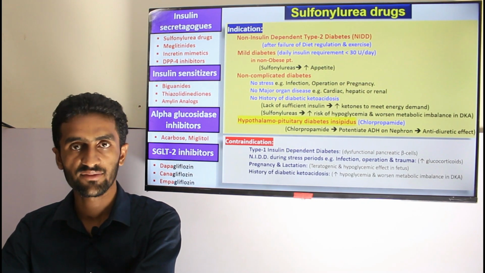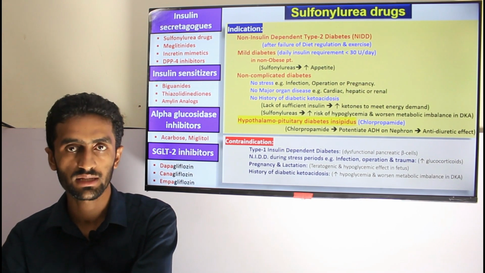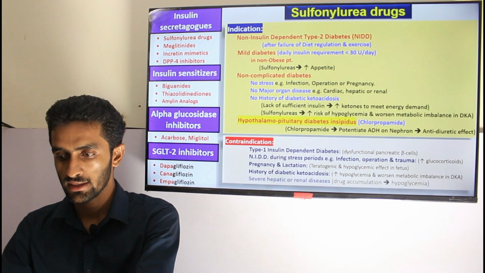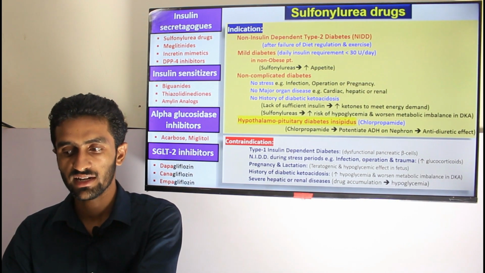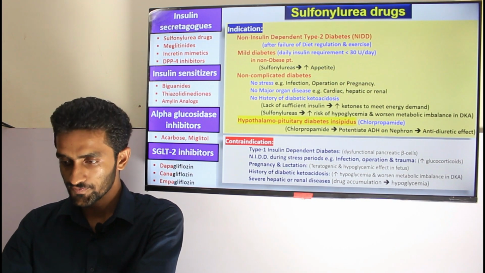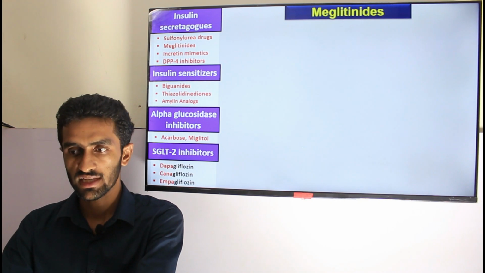If there is a history of diabetic ketoacidosis, they are contraindicated because they increase hypoglycemia and the person's metabolic imbalance. And if there is severe hepatic and renal disease, because there will be drug accumulation which causes hypoglycemia. So this is all about sulfonylurea.